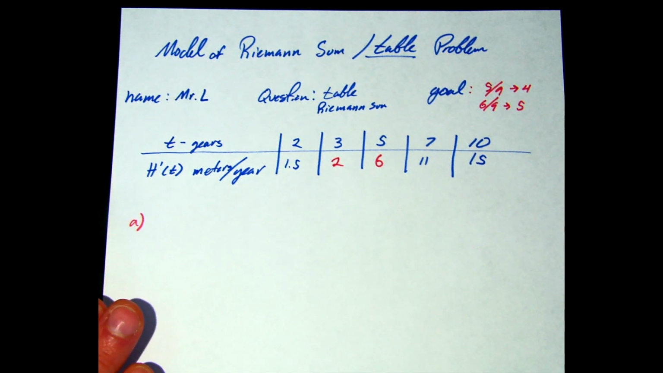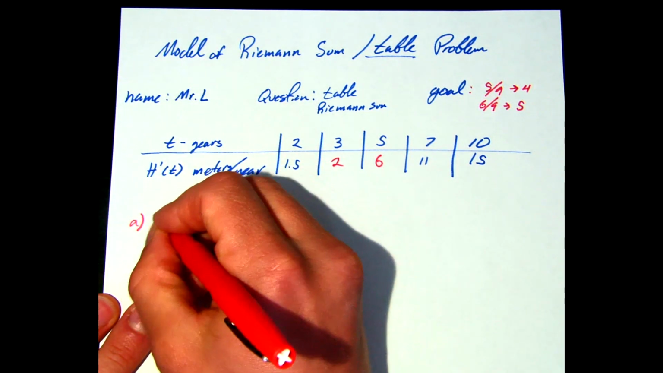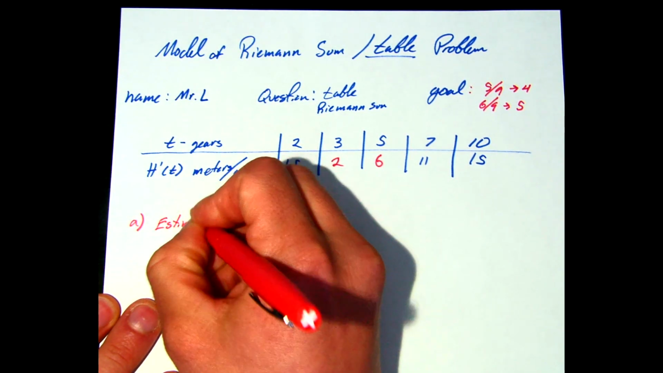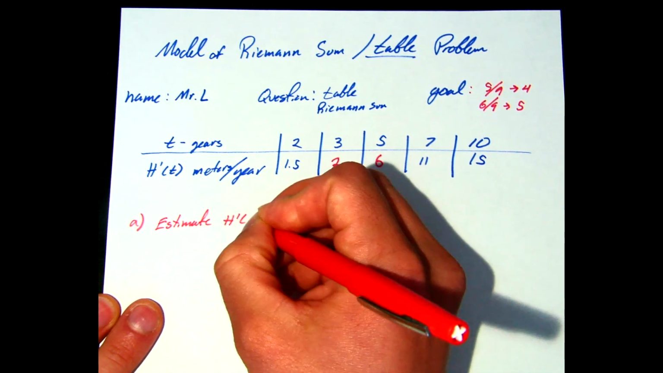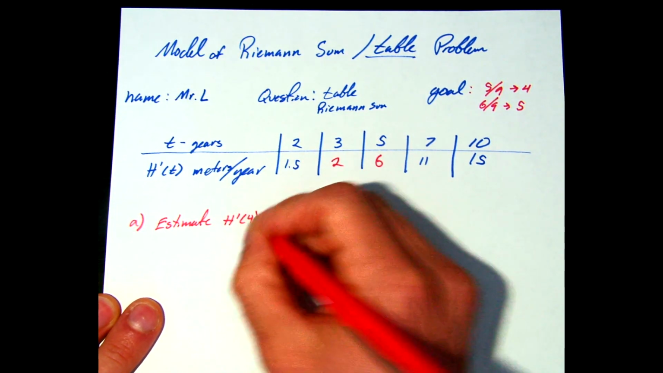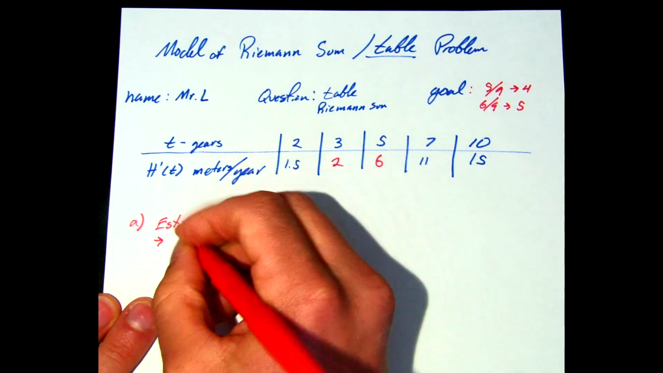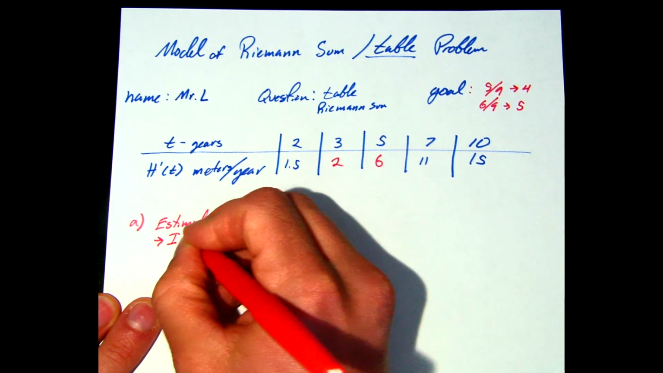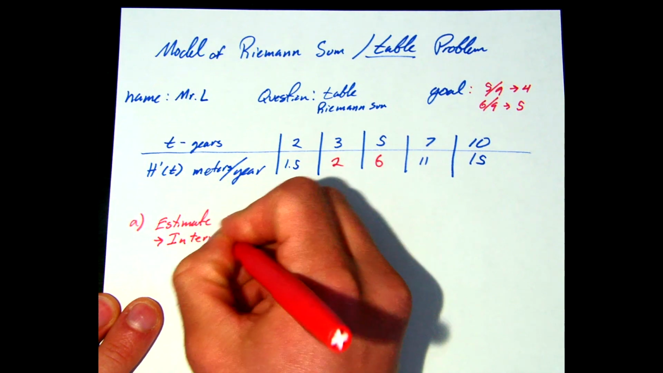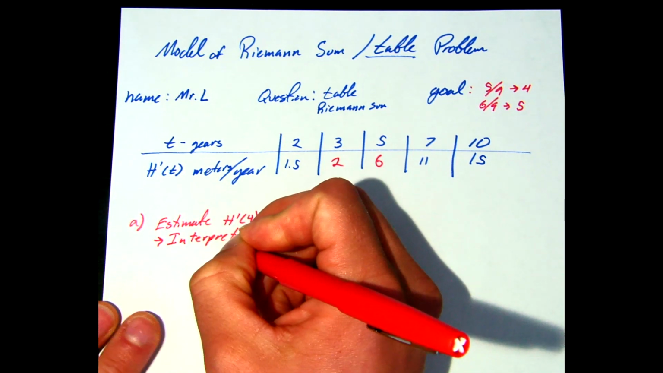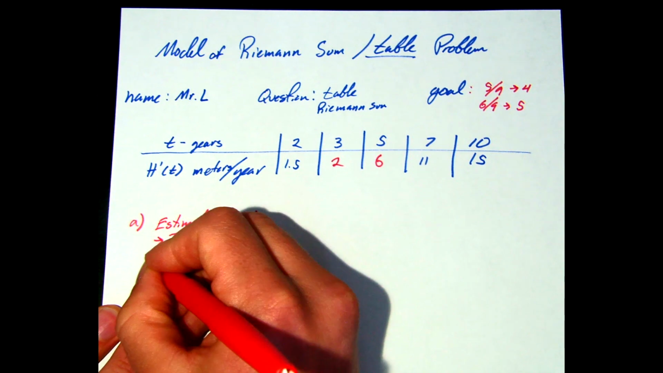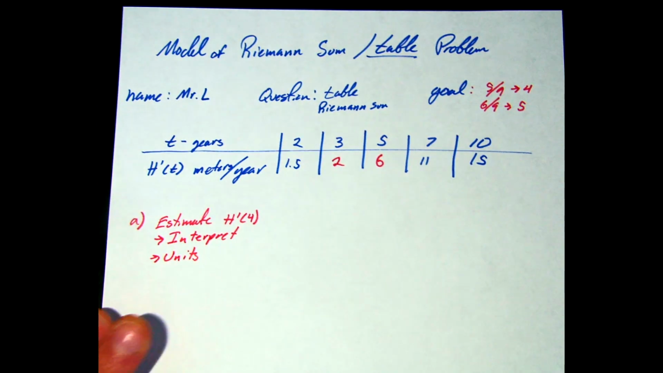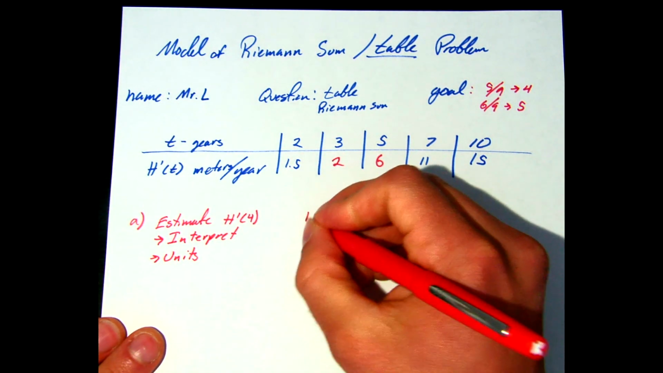A is asking us to estimate the value of h prime of 4. Then we're going to have to interpret, and it also mentions use the correct units. Okay? So here's how we are going to do all of that. First, let's talk about h prime of 4.